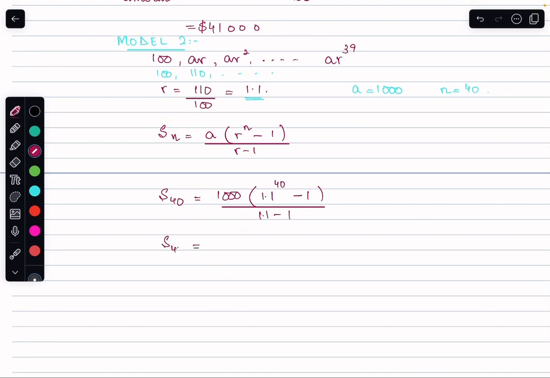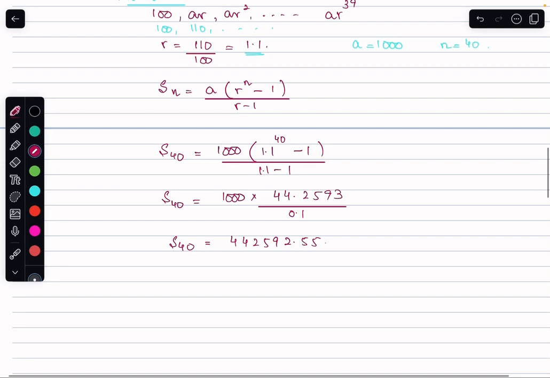So the sum of the amounts or the terms up till the 40th day is going to be 1000 times 1.1 to the power 40 minus 1. Let's calculate that amount. 44.2593 divided by 0.1. So this amount then shall be 442,592.55, and again it's the 5% that has to be donated for charity.